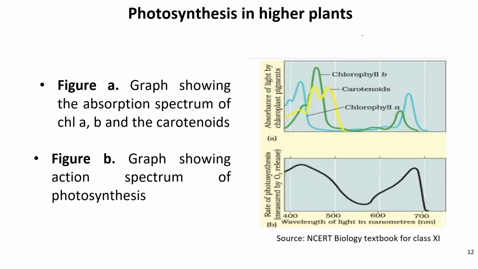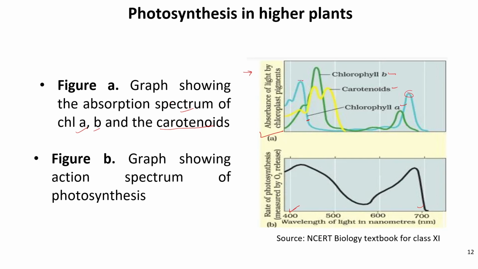Okay. Now, this is the graph here. So this one, graph A, shows the absorption spectra of chlorophyll A, B and the carotenoids. Chlorophyll A, you can see, has maximum absorption at around 400 and then at around 700 nanometer.